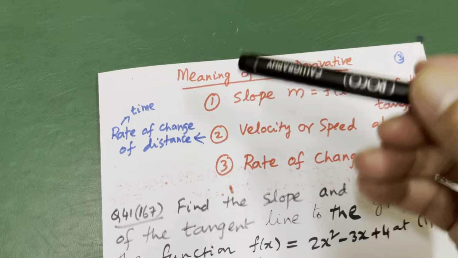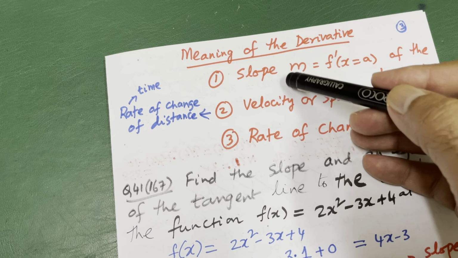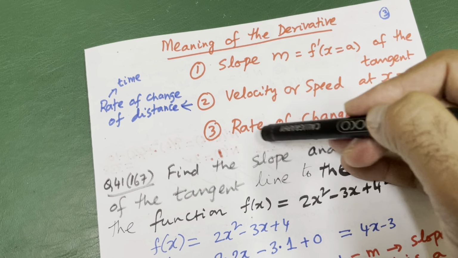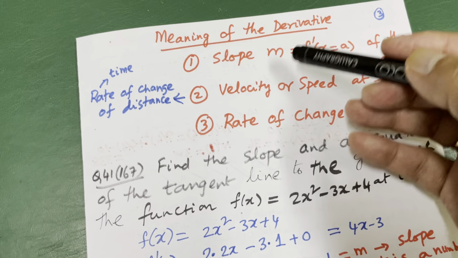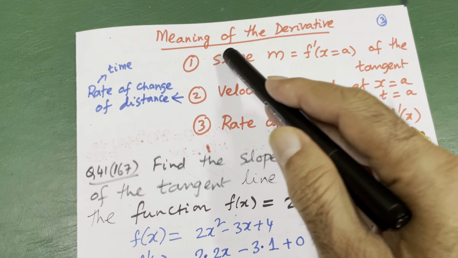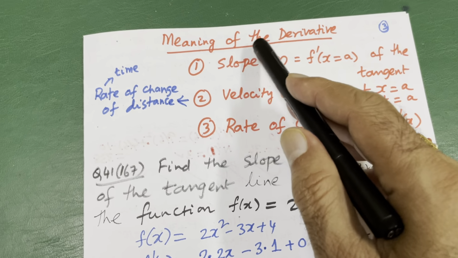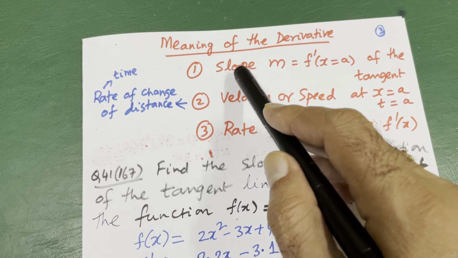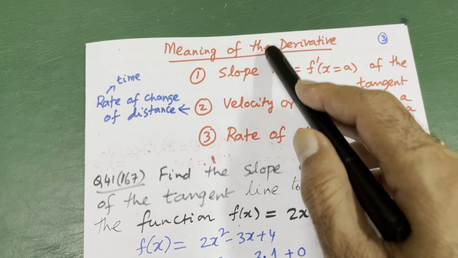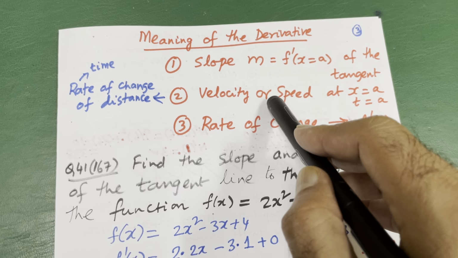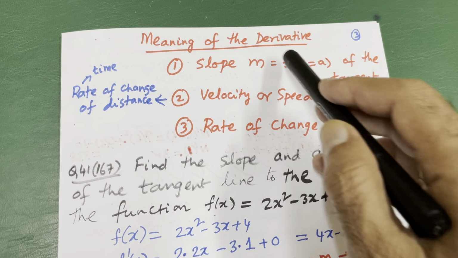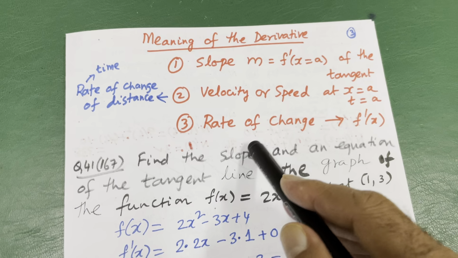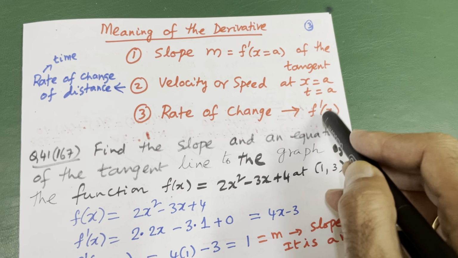Now let us see the meaning of the derivative. There are 5 meanings. Here we write 2, and in the next video we will add another 2 here. What do we mean by the meaning of the derivative? Whenever you want to find the slope we use the derivative, to find the velocity or speed at a particular point we use the derivative, and the rate of change we also use the derivative.